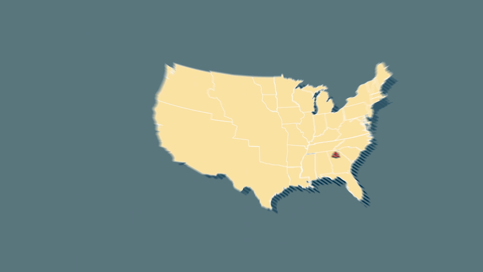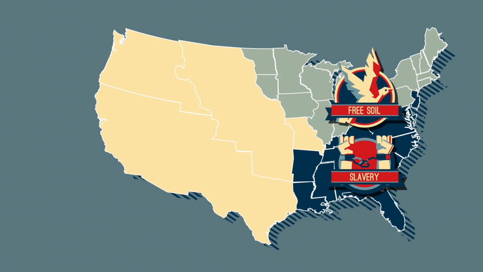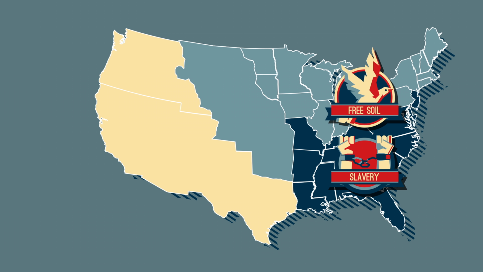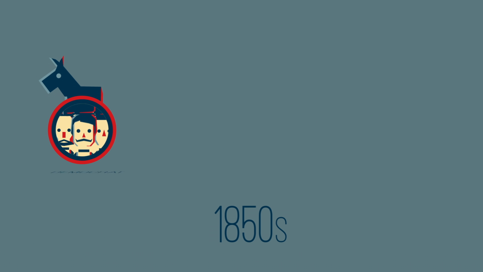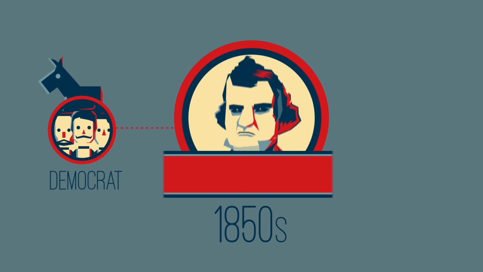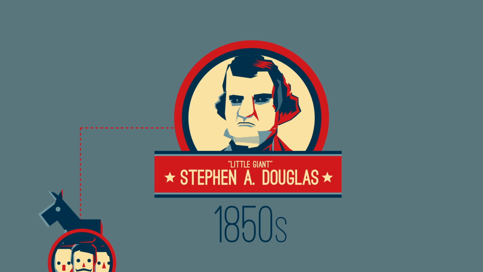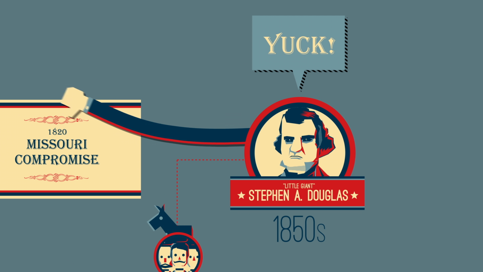To balance the number of slave states and free states in the Union, it allowed slavery in the newly admitted state of Missouri, while making it off-limits in the remaining federally administered Louisiana Territory. But compromises tend to last only as long as they're convenient, and by the early 1850s, a tenacious Democratic senator from Illinois named Stephen A. Douglas found its terms very inconvenient.